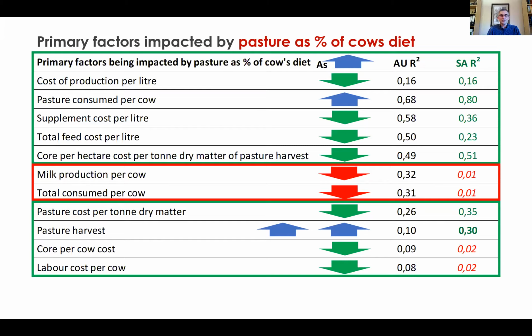This table now includes the South African R-squared values, with the red numbers being those where bias in the data may be impacting on the result.